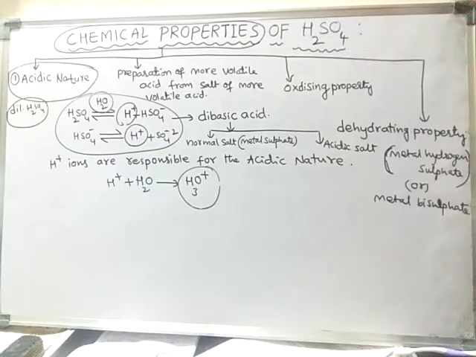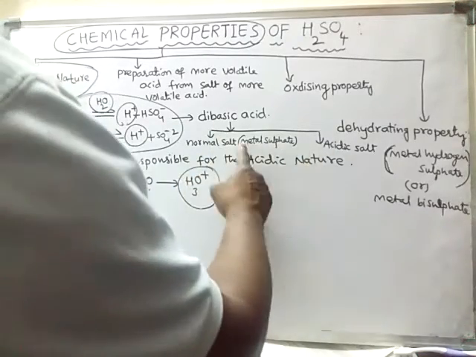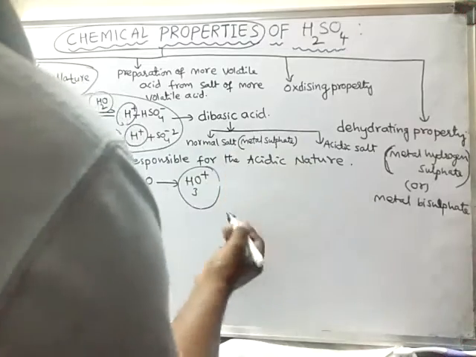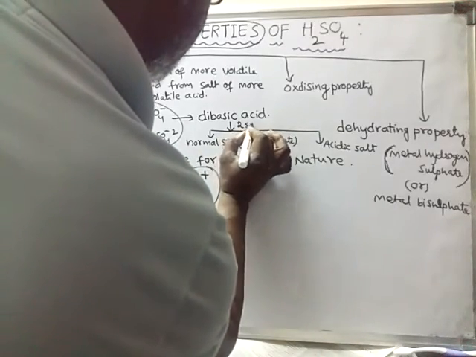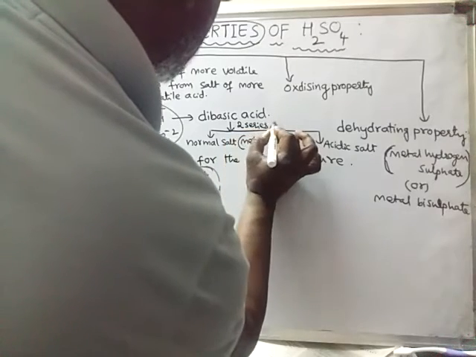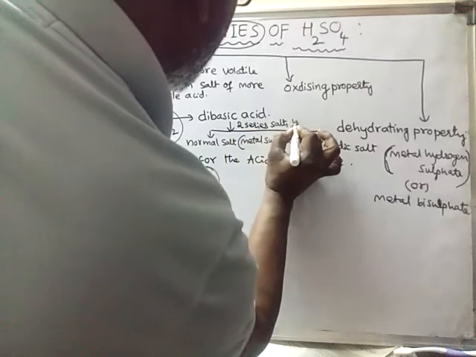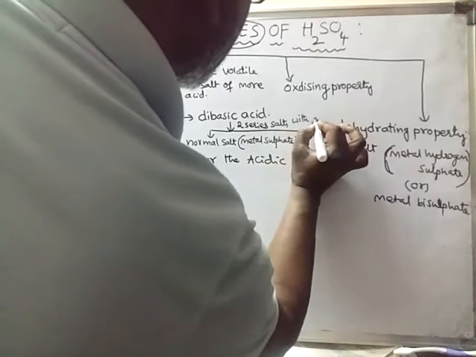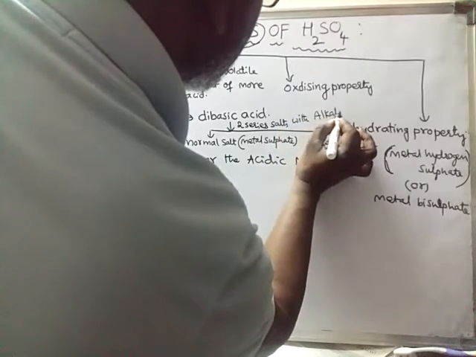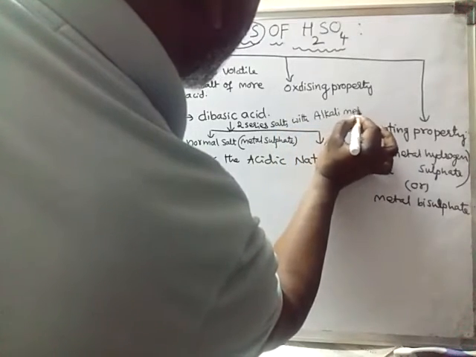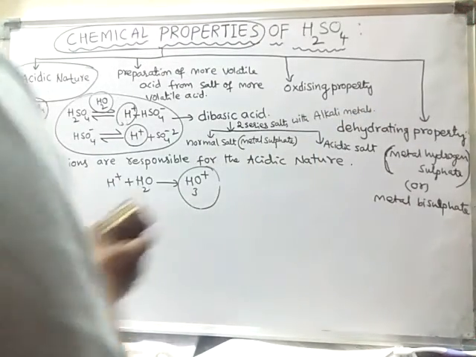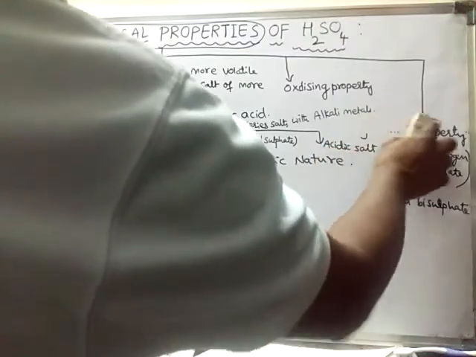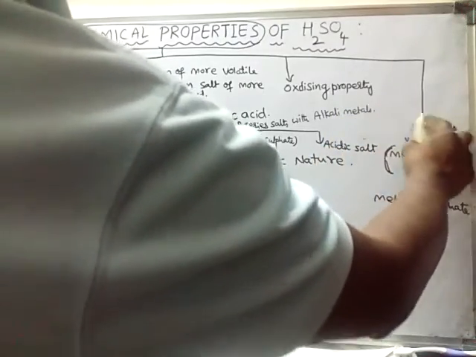Next, generally it forms two series of salts with alkali metals. Dibasic acid forms two series of salts, or two types of salts, when reacted with alkali metals.